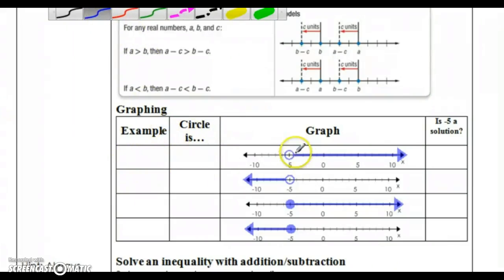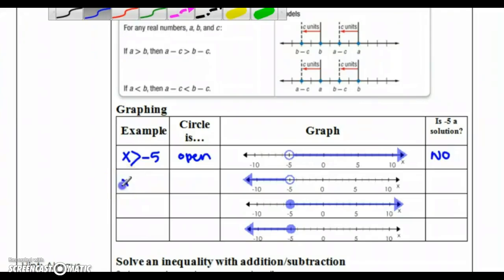So this right here, we're at -5, so we're going to have x and -5, and then we're going to have a greater than symbol because we're headed towards the greater number. So x is greater than -5. The circle is open. And is -5 a solution then if it's open? No. It's everything greater but not including -5.